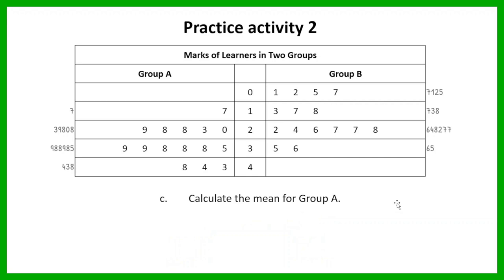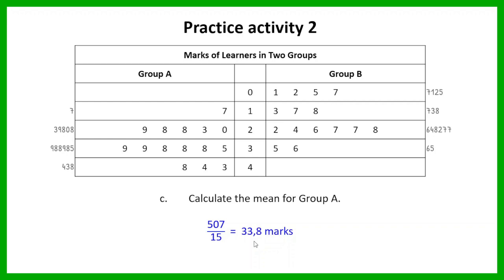Right, question C. Calculate the mean for group A. For group A, we're going to be adding up all of the values and dividing by 15 because there are 15 altogether. But remember, the 7 isn't just 7, it's 17. So it's 17 plus 20 plus 23 plus 28 plus 28 plus 29 and so on. You should have found for group A that the total is 507, which you then divide by 15 to give you a mean of 33.8 marks. So that's what you should have got for the mean for group A.